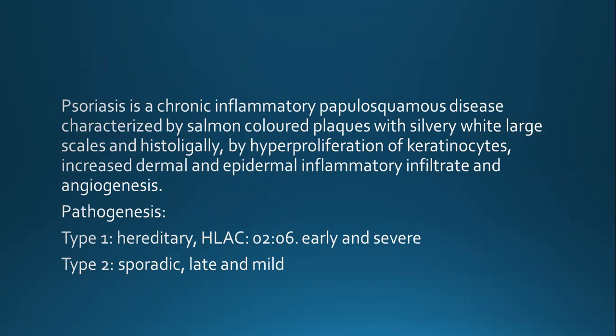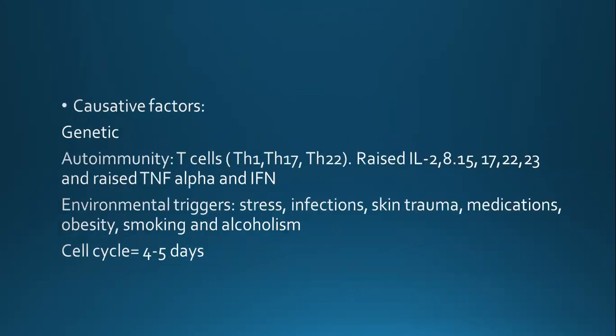There are two types of psoriasis. First is hereditary, HLA complex 2-6, early psoriasis and severe variety. Type 2 is sporadic. This usually occurs later and is a milder variety.